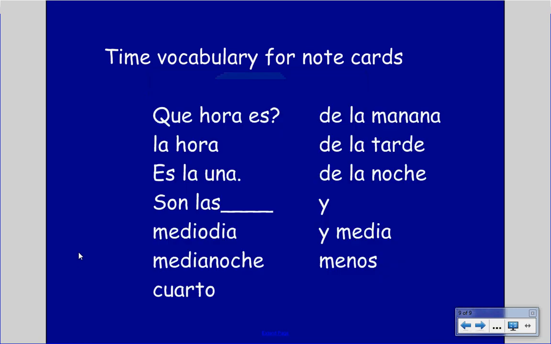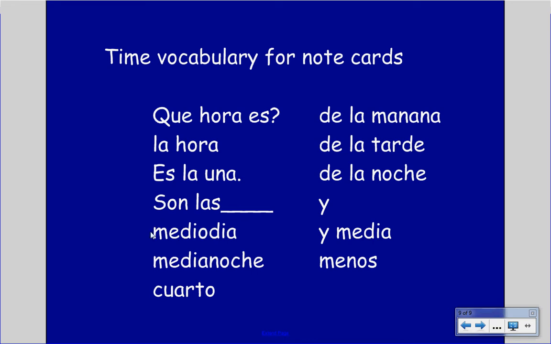You should be able to find these in your textbook on page 22. The first one, ¿qué hora es? Remember with questions in Spanish that there's an upside down question mark here, and there's an accent mark over the E. I couldn't do it on this program, but those are there. So, ¿qué hora es? Means, what time is it? La hora means the time. Es la una means it's 1 o'clock. Son las means it's blank o'clock, because this is the one we use for hours 2 through 12.